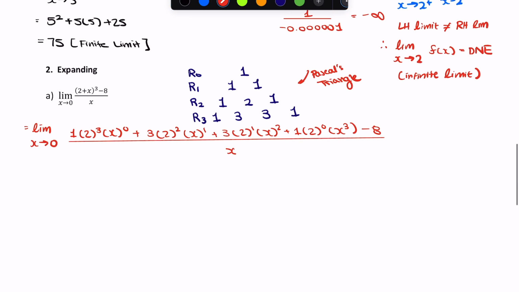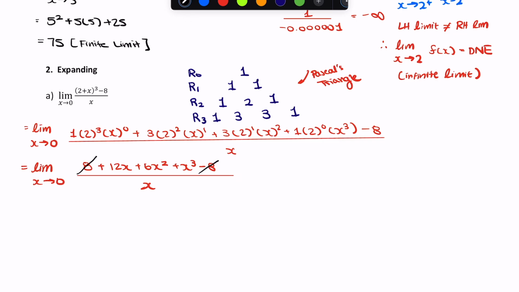So if we simplify that, we get the limit as x approaches 0 to be 8 plus 12x plus 6x squared plus x cubed minus 8, divided by x. Here we see that the positive 8 and the negative 8 will cancel out. Once we get that here, we can factor out an x at the top to help us cancel that out.